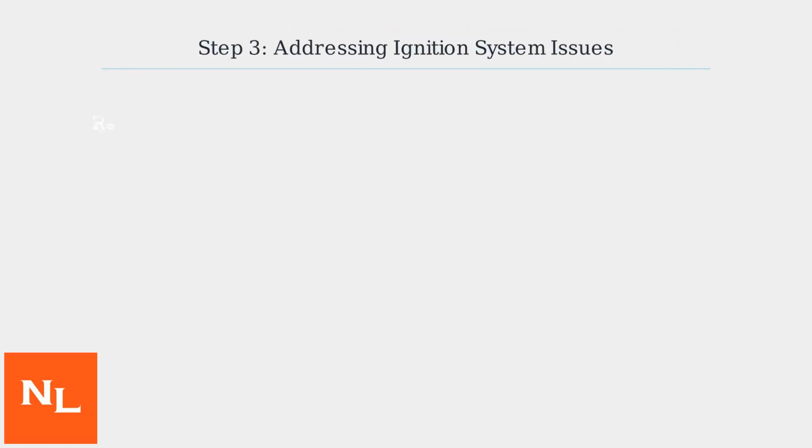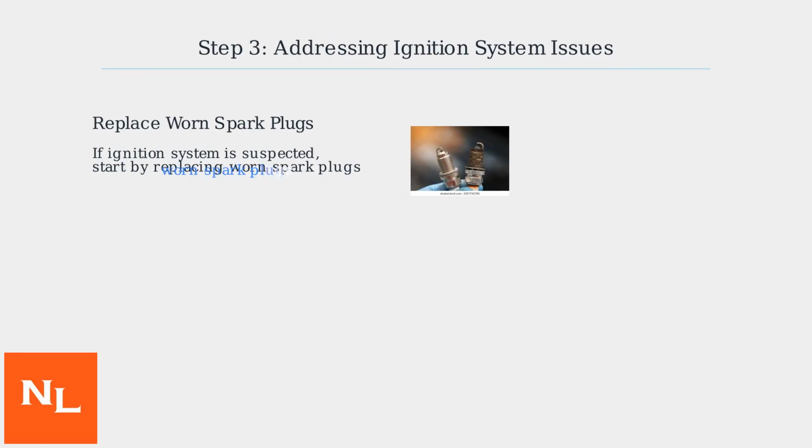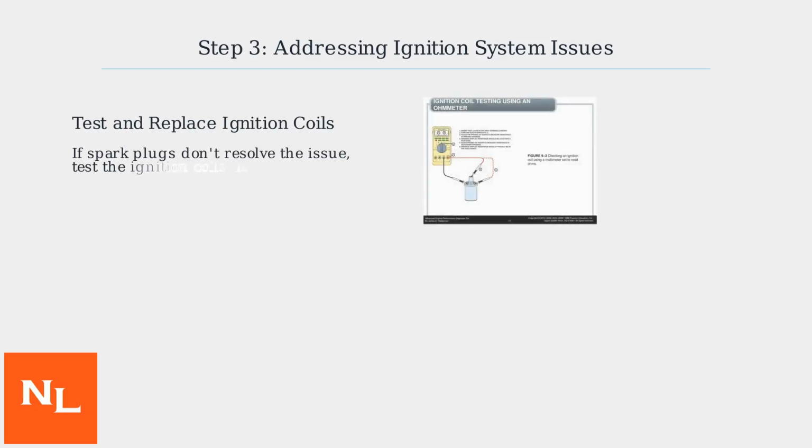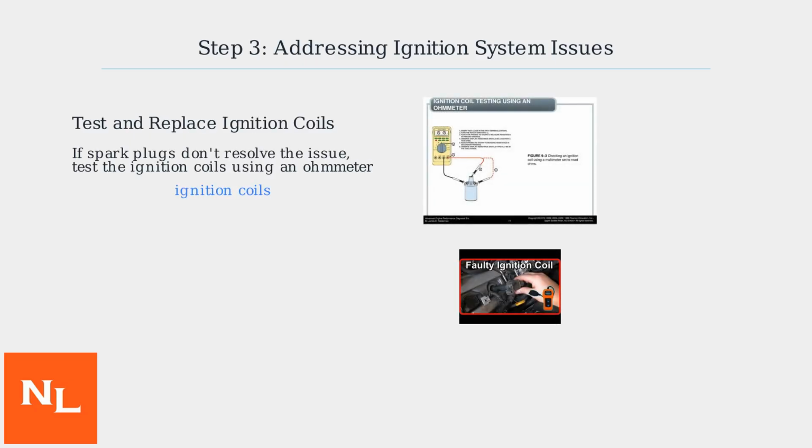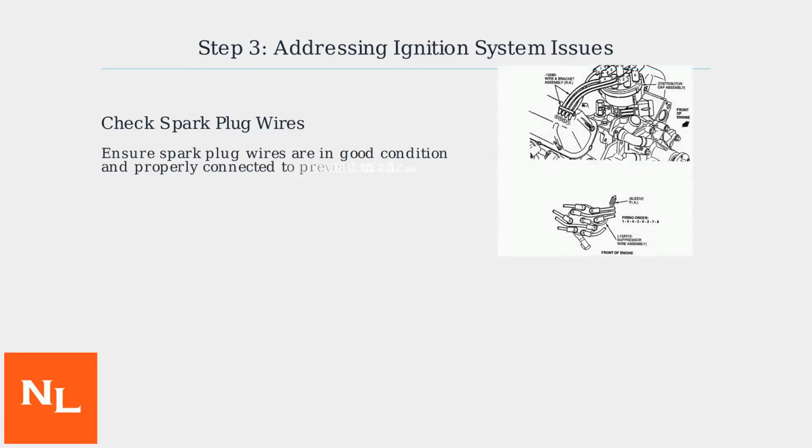If the ignition system is suspected as the cause of the P0300 code, begin by replacing worn spark plugs. These components wear out over time and can cause misfires when they fail to ignite the fuel mixture properly. If replacing spark plugs doesn't fix the problem, test the ignition coils for faults. Use an ohmmeter to check resistance in the primary and secondary windings. Replace any faulty coils that show abnormal readings. Finally, inspect the spark plug wires for damage or poor connections.